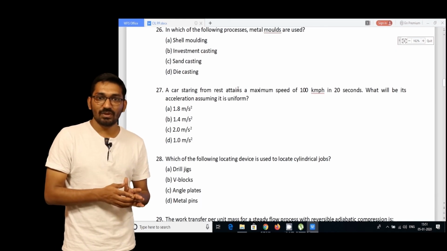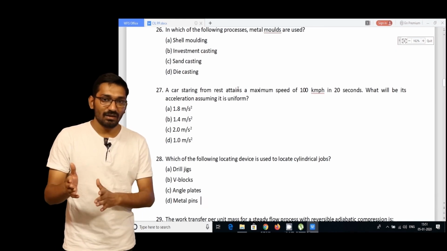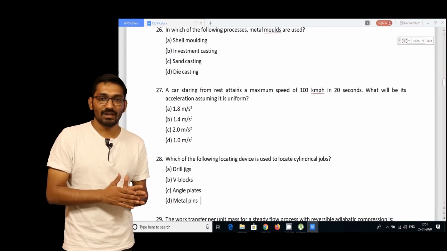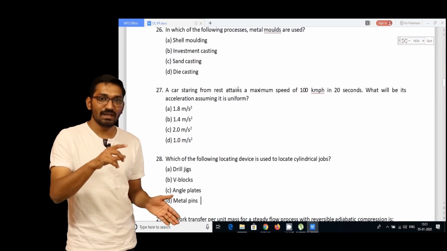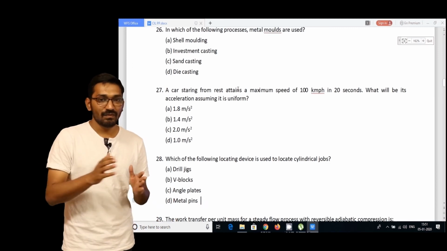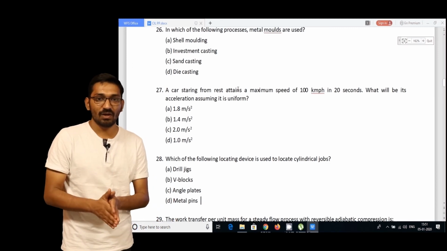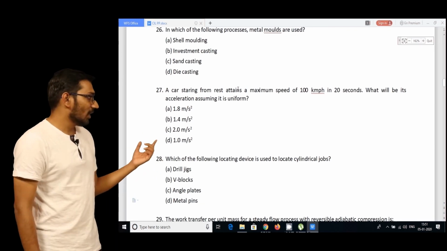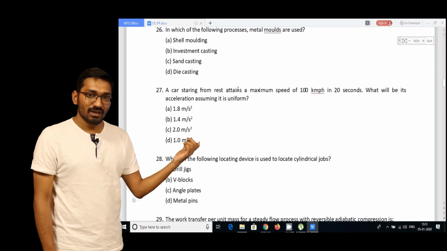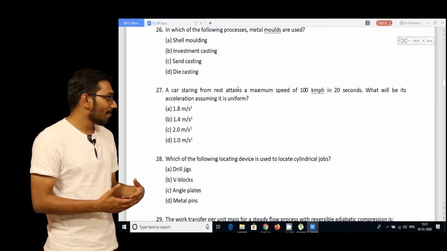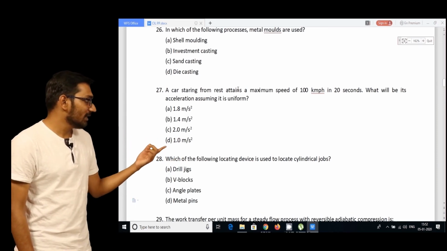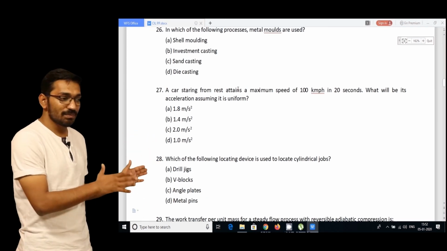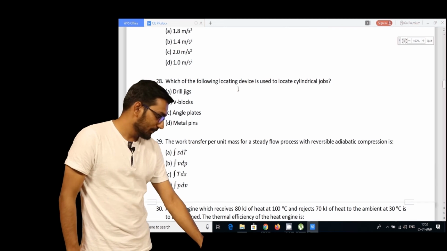If the acceleration is uniform, we can directly write the Newton's law of motion equation: v is equal to u plus at. v is the final velocity, u is the initial velocity, a is the acceleration, and t is the time. Here final velocity is 100 km per hour, which we will convert into meter per second. u is 0, the initial velocity, time is 20 seconds. So from there you will get your acceleration. Just a simple calculation, you can easily solve it.